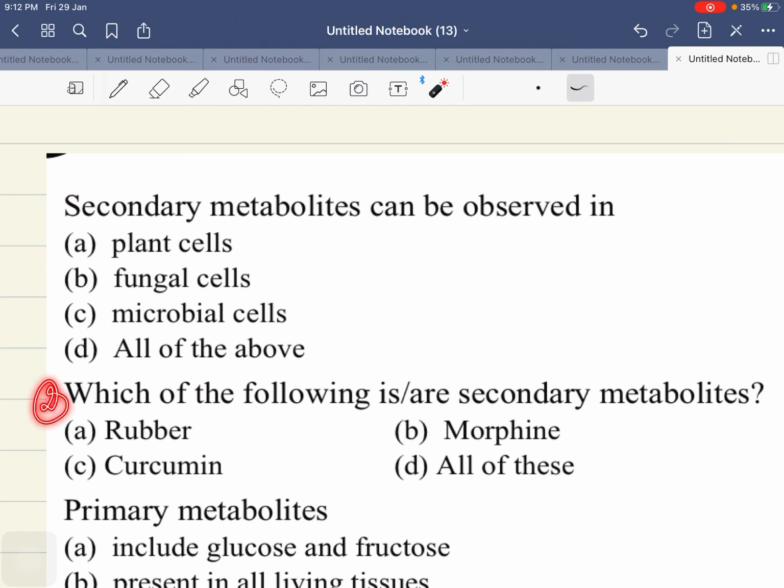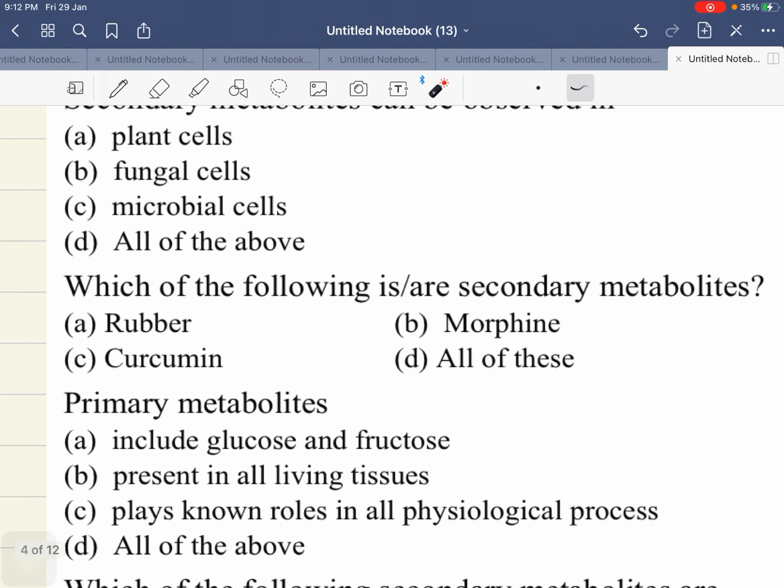Second question, let's move to the second question. Which of the following is or are secondary metabolites? Rubber, morphine, curcumin. You know that I just said gums, antibiotics, drugs all belong to the category of secondary metabolites. So what should be the answer? The correct answer is D.